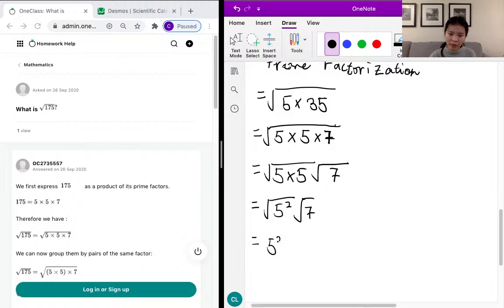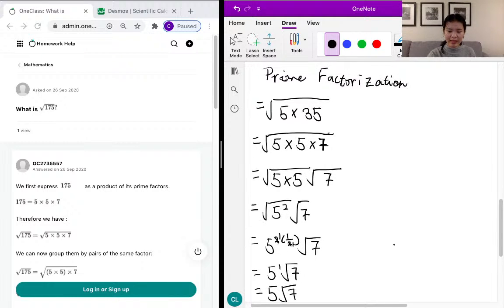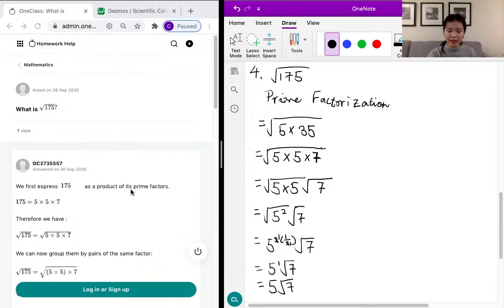Or similarly, we know that the square root sign is actually to the power of 1/2. So we have 2 times 1/2, which is equal to 1, because the 2 cancels out with the other 2. So we have 5 to the power of 1, root 7. And 5 to the power of 1 is just 5. So our answer for the square root of 175 simplified is 5 root 7. This completes our process of simplifying the radical.